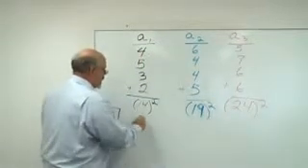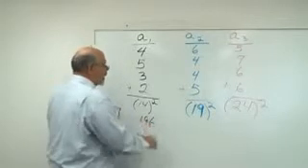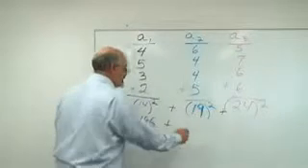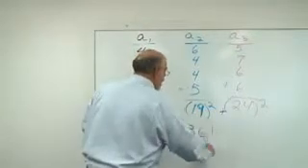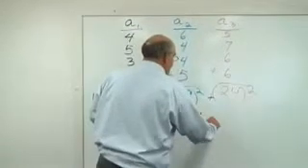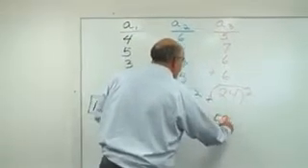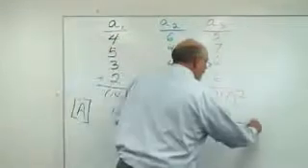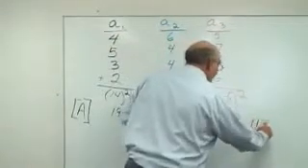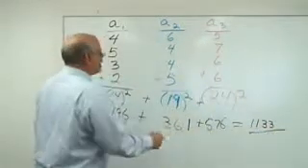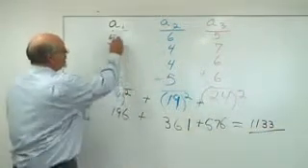14 times 14, I believe, is 196. You're going to add everything together. 19 times 19, I believe, is 361. 24 times 24, I believe, is 576. You get a grand total of 1,133. Important, you need to divide that sum by the number of individuals in the group.